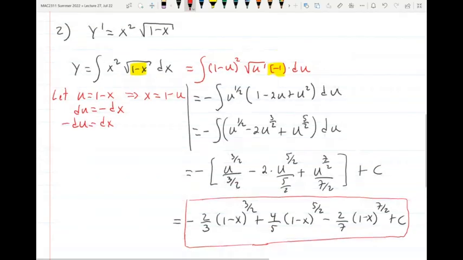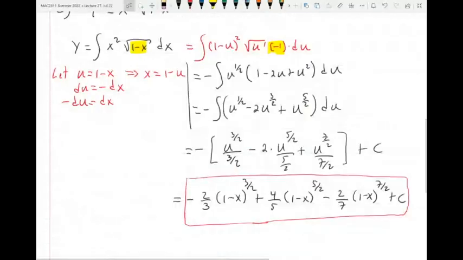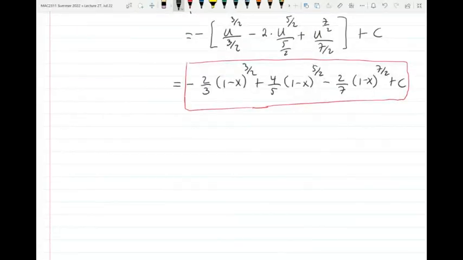All right. So that was number 2. Okay, number 3, tangent. So what's the integral of tangent? How do we do this?